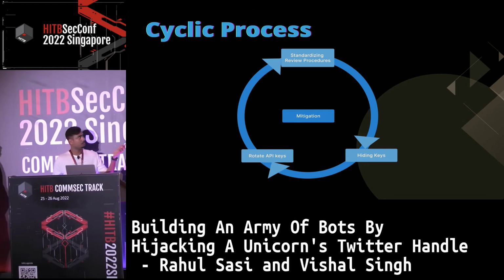Third is the cyclic process. It should be a cyclic process, not a one-time process. Like the one time you did the source code review and then you hide the keys and rotate the key. Whenever you are going to push any code to any platform, it should be followed in a cyclic way. So you have to go through the source code review, then hiding keys, then rotating keys.